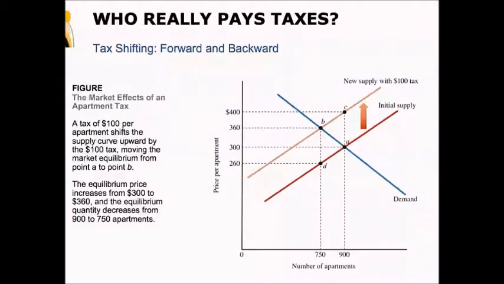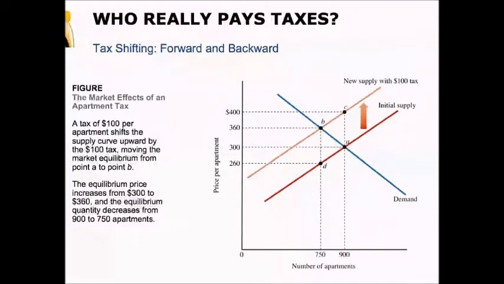That tax is going to shift the supply curve up $100 because the tax will increase costs associated with supplying apartments by $100. So we'll see a vertical shift up of the supply curve, and we can see if we compare point A to point C, that's a $100 shift. Now who pays that $100?